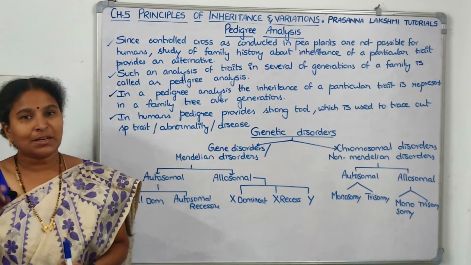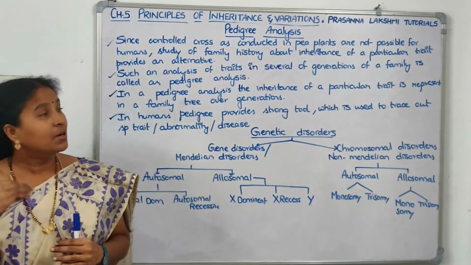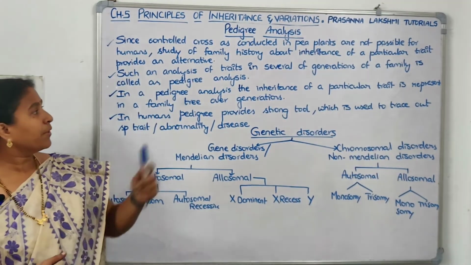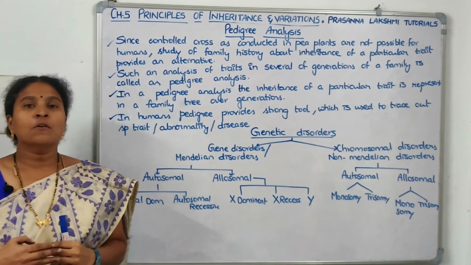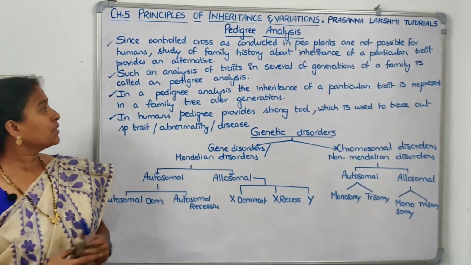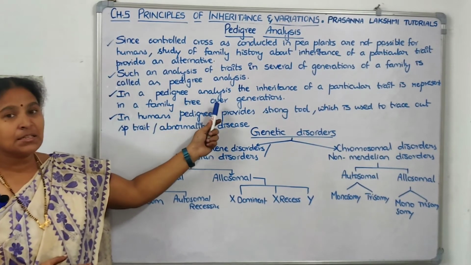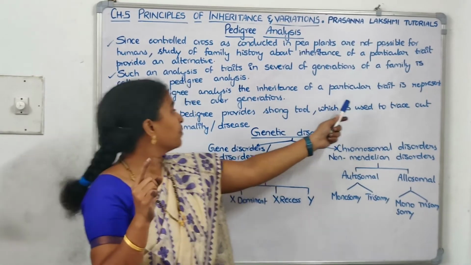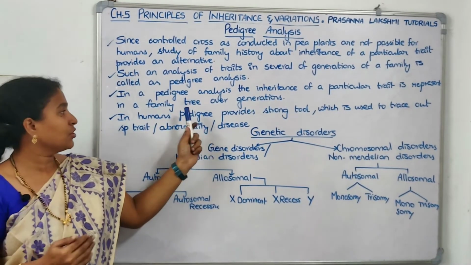So you are taking a particular character or trait and studying how that trait appears in a human family. It provides an alternative. Such an analysis which you are doing in a family for a particular genetic trait is called pedigree analysis. In a pedigree analysis, we look at the inheritance of a particular trait, right? And we look at a family tree over the generations.